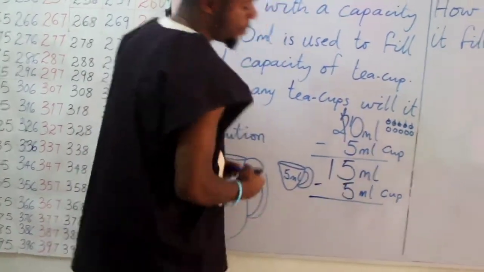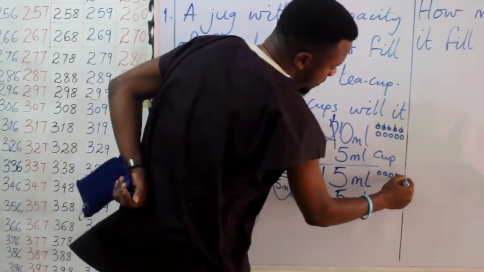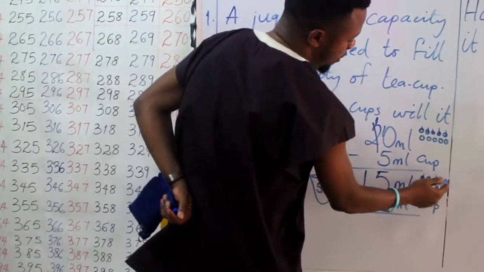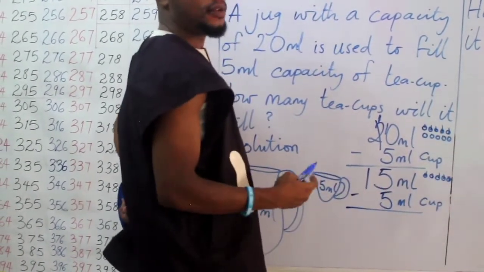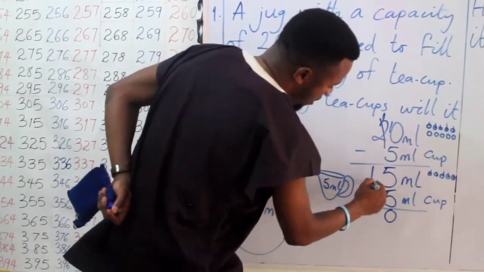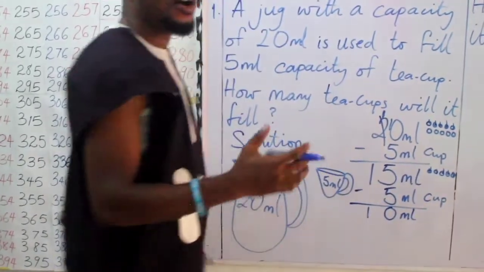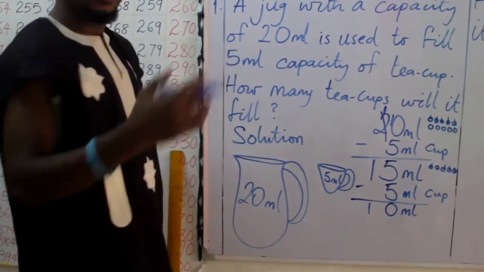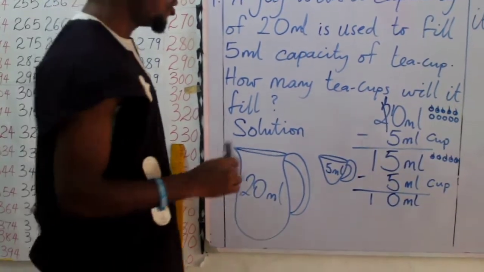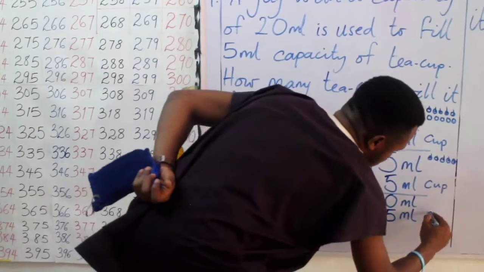5 minus 5. You count to 5. 1, 2, 3, 4, 5. Take out 5 from it. 1, 2, 3, 4, 5. What do you have left? Nothing. Nothing means 0. And remember, we have 1. You bring it down. Milliliter. Wow, we still have what? We have 10 left. That means we can keep pouring until we are done having nothing. So let's see again. We have another cup to pour in. This is our third cup.